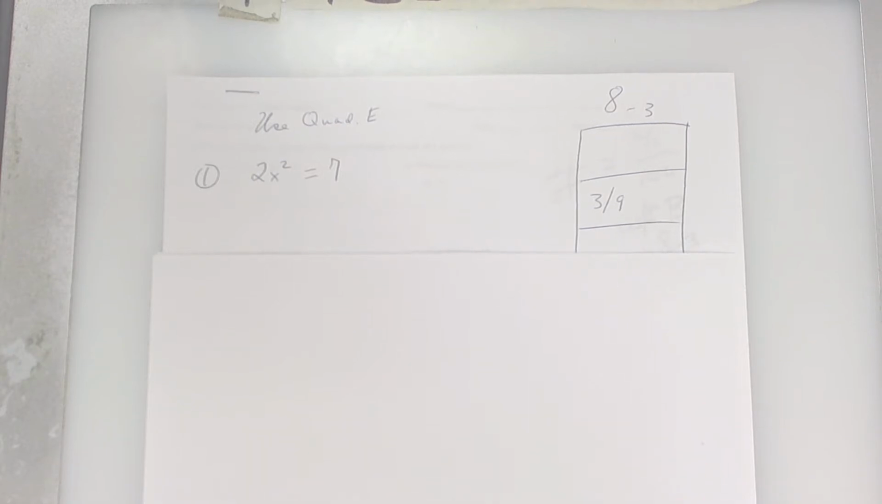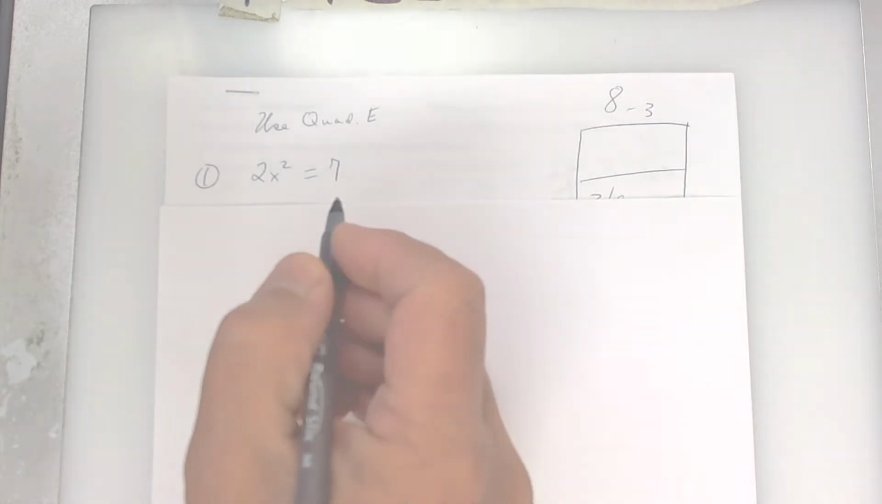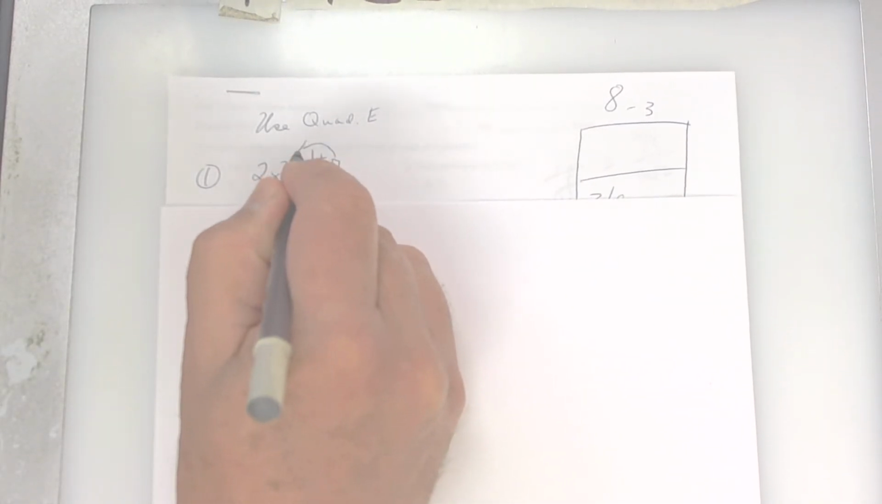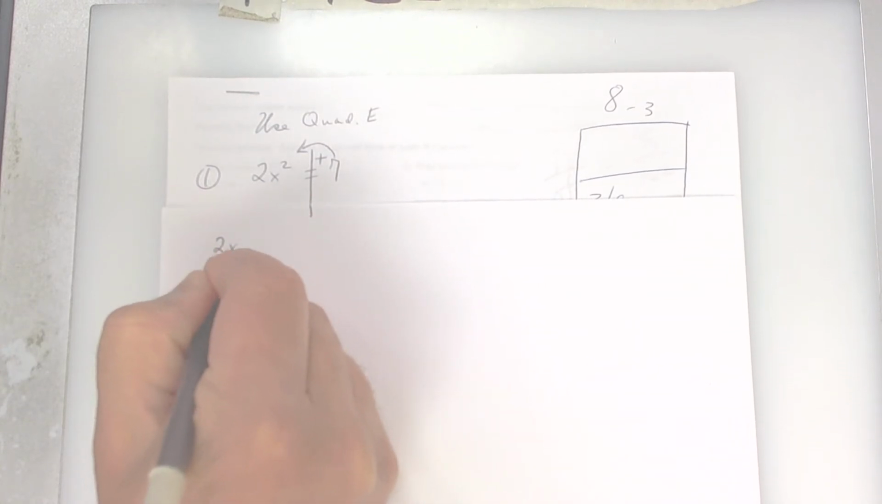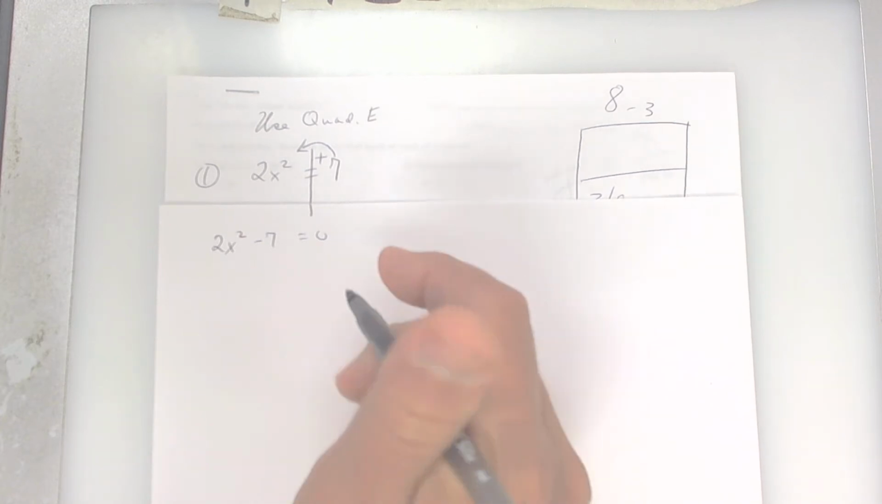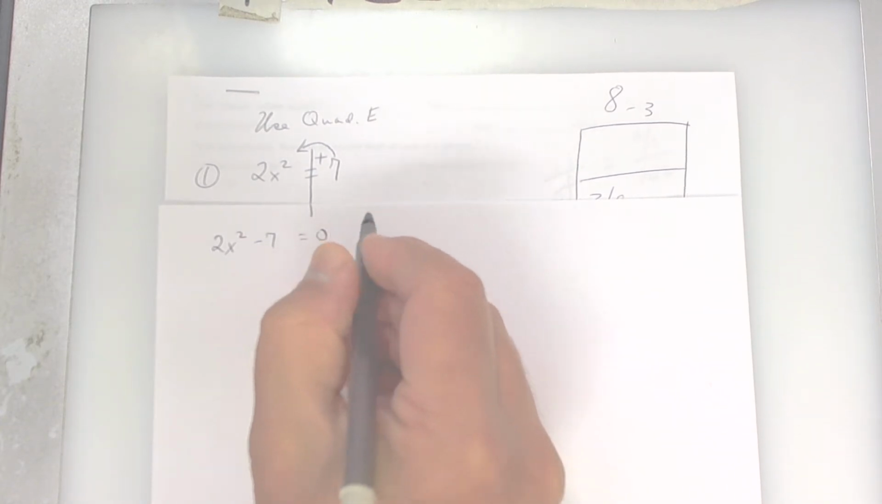Well, this is the quadratic equation, so you've got to get it equal to 0. What you're going to do is move that 7, which is a plus, to the other side. When you do that, it changes to a negative. And what you want to do is identify the A, the B, and the C.